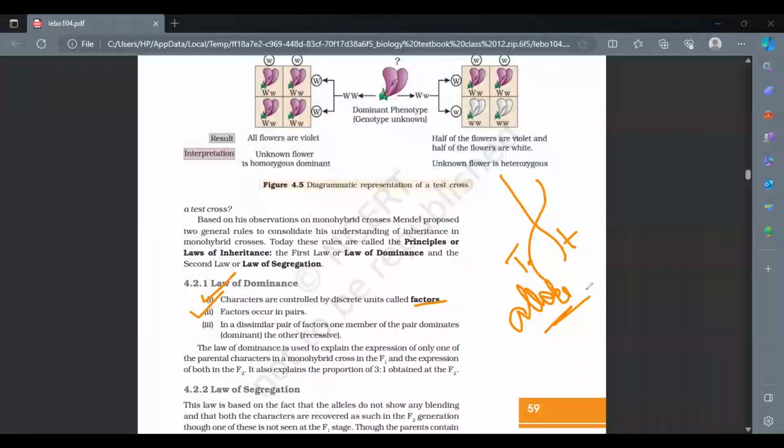He also said that the factors always appear in a pair, and that one member of the pair always dominates the other member. So out of the two members present in a pair, one member is going to dominate the other member, and that is known as the law of dominance. Again, this can be explained through the monohybrid cross.